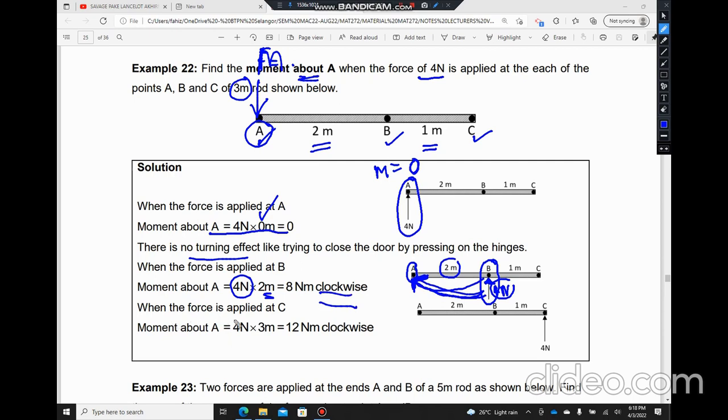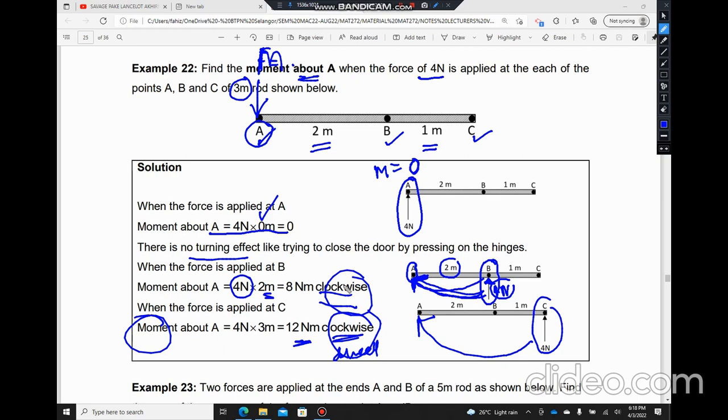Okay, last one, when the force is applied at C, moment about A equals to 4 Newton multiplied by 3. Sama juga C dekat sini. So C about A. Nampak? So 4 Newton multiplied by 3 meter, it is equals to 12 Newton meter, also clockwise. Dia kena ada direction because moment is a vector, so it has magnitude and direction. So direction dia just based on clockwise or anti-clockwise.